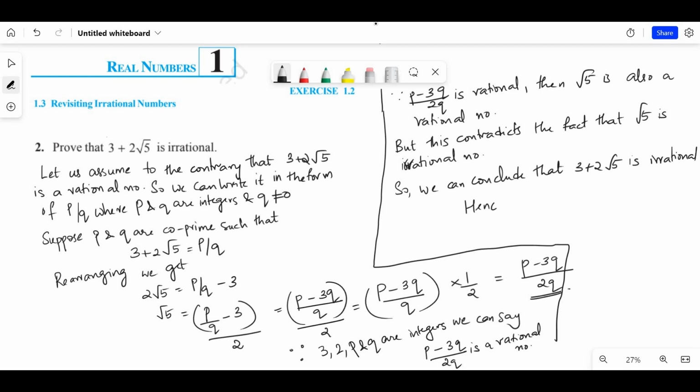Hence proved. I hope you understood this problem. If you have any doubt, please do comment so that I can explain. Let's move on to the next problem.